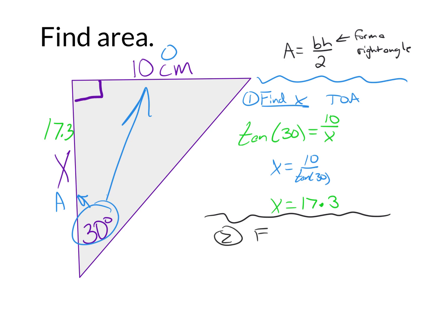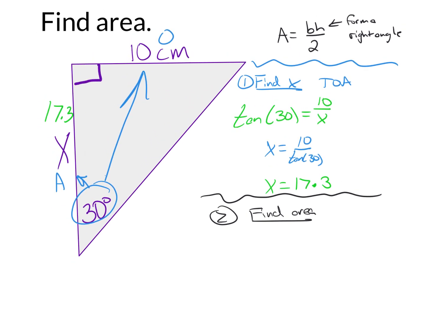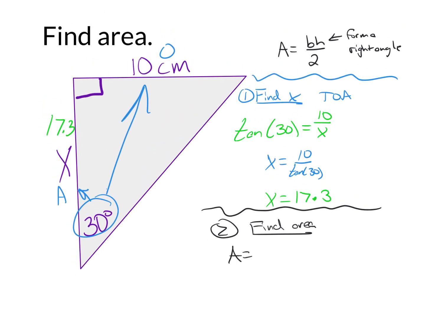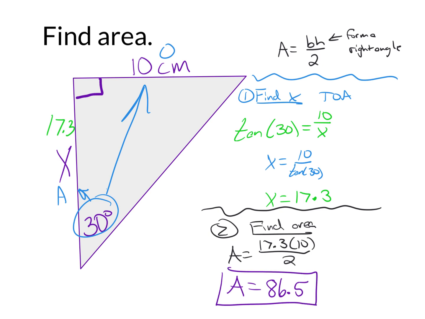So find area now. All right, and area we said was base times height divided by 2, so it's 17.3 times the 10 divided by 2. Put that in my calculator, 17.3 times 10, and then divided by 2. And area is 86.5. And that's it.